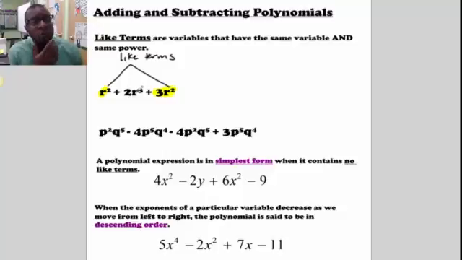Okay, now the term in the middle, 2r cubed, would not be a like term because even though it has the same variable, it has a different power, a power of 3. So this would be an unlike term.